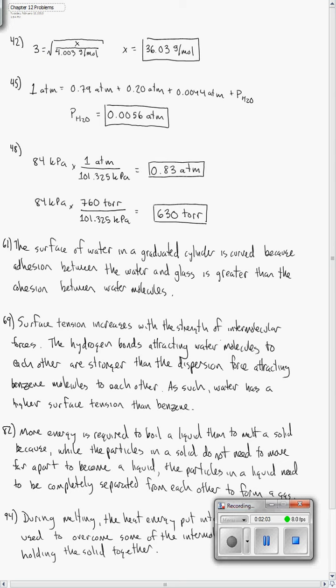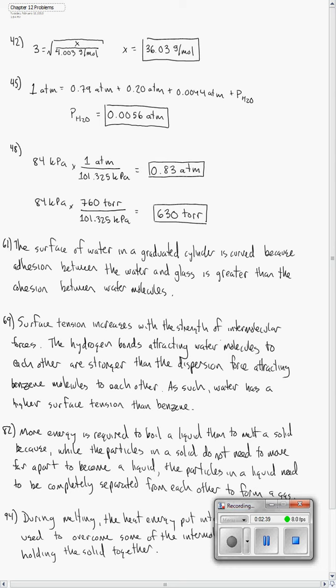All right, in the second problem in this chapter, number 45, you need to use Dalton's law of partial pressures. Basically, all Dalton's law of partial pressures says is that the total pressure of gas in a container is equal to the sum of all of the partial pressures, the individual pressures of each gas in that container. So number 45, you're given the total pressure of all of the gases, which is 1 atmosphere, and you're told that there's 0.79 atmospheres of nitrogen and 0.20 atmospheres of oxygen, and all these other non-water vapor gases make up a total of 0.0044 atmospheres, and you're asked to solve for the partial pressure of water.